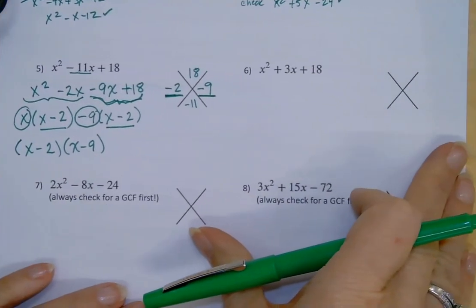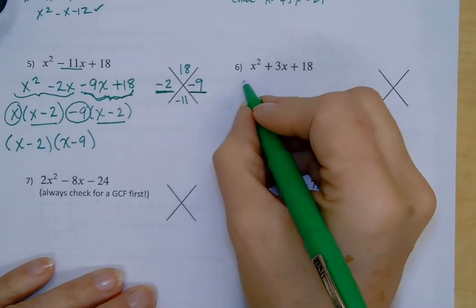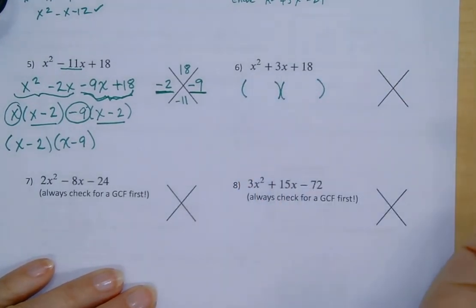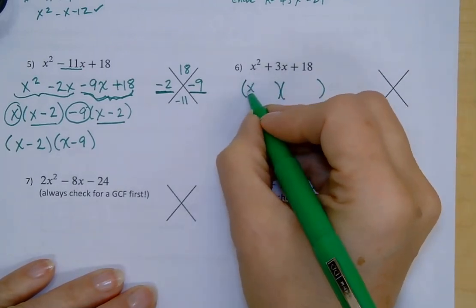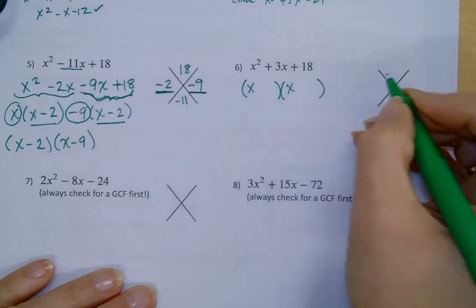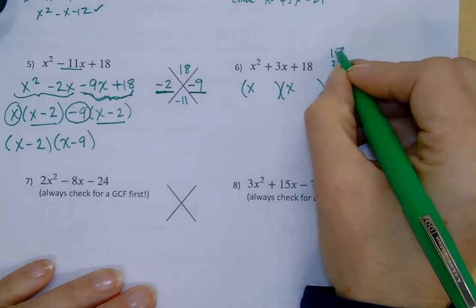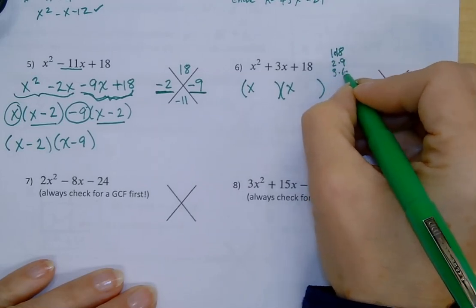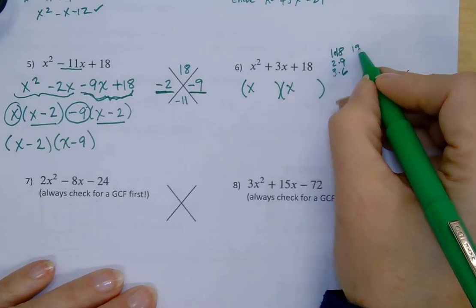All right. So x squared plus 3x plus 18. This, again, this is one that I would just do some guess and check, right? Especially because everything is positive. So I know x times x is x squared, and to get to 18, I know it's 1 times 18, or 2 times 9, or 3 times 6, right? So 1 times 18 gives me 18, but 1 plus 18 is 19. That's not what I want.